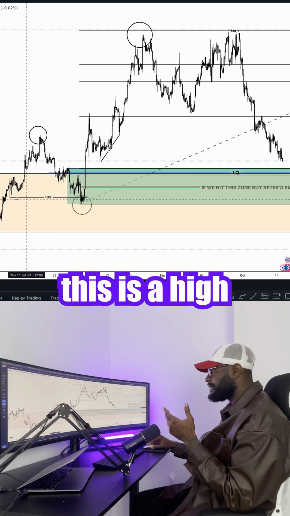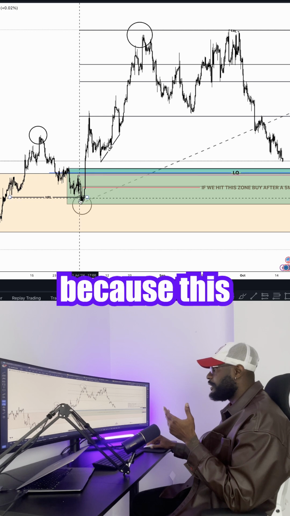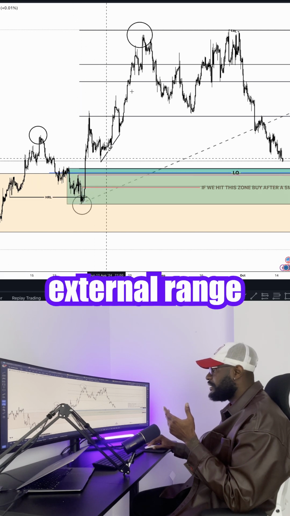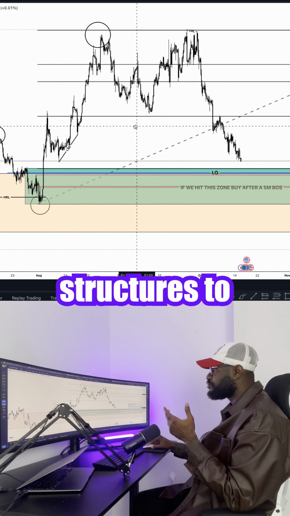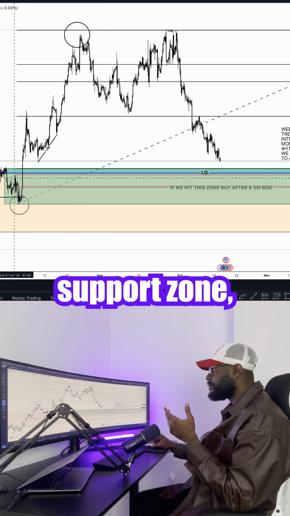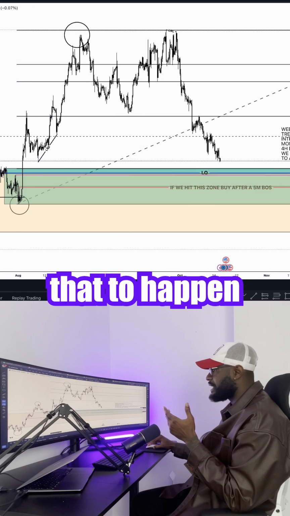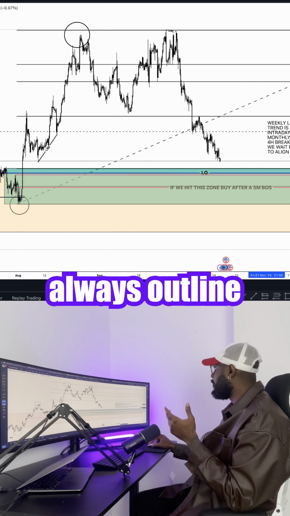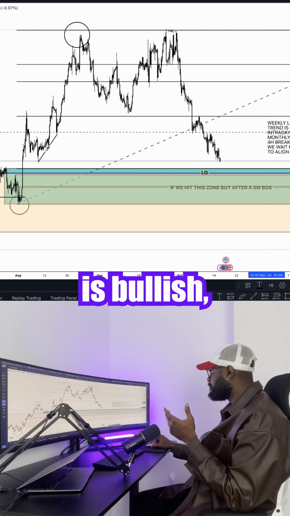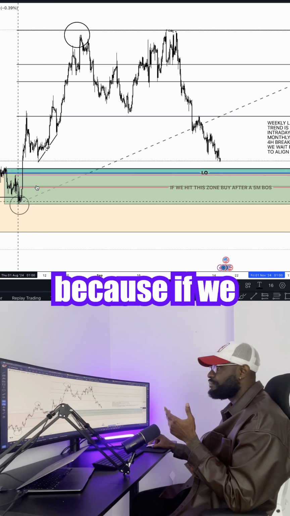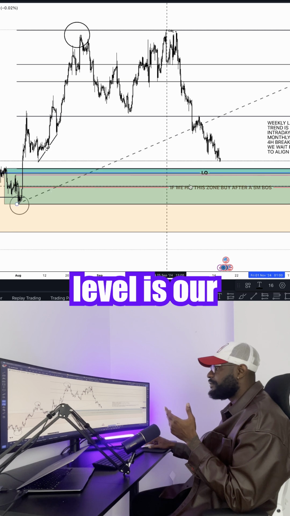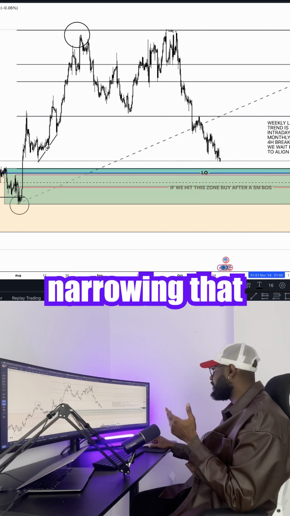Another thing I'm watching is this is a high resistance liquidity zone, because this down close candle right here, it came down, took external range liquidity before breaking structure to the upside. So if we're going to see any sort of strong support zone, I would anticipate for that to happen from this key level. And you can see how I always outline everything on my chart. Weekly last down close candle, trend is bullish, intraday extreme discount, because if we use the Fibonacci from this low to the high right here, this key level is our extreme discount zone, and we're nearing that zone.